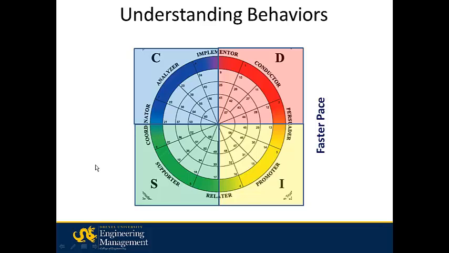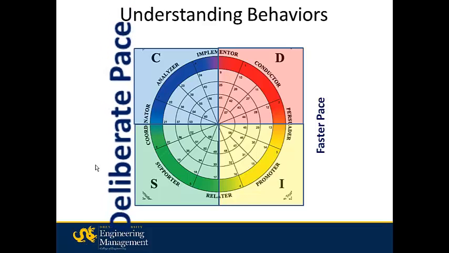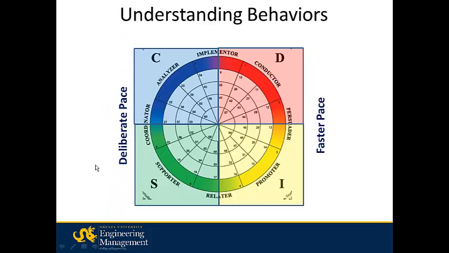Those are D and I type of styles. Conversely, on the other side, we have C and S styles. These individuals like to work at what is known as a deliberate pace. Some will call it a slow pace, but it's much more a deliberate pace, where they want the specific time in order to do it right.